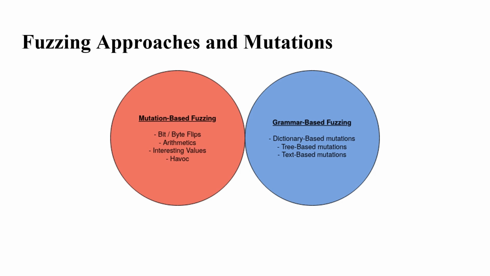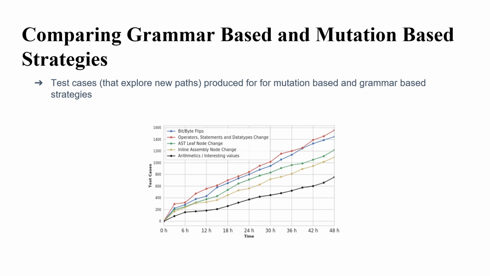or tree-based mutations. In a 48-hour testing program, grammar-based methods such as operators, statements, and data type changes, abstract syntax tree leaf node modifications, and inline assembly node changes prove to be more effective at discovering new test cases compared to most mutation-based strategies. The only exception is bit or byte flipping, which performs on par with the grammar-based approaches.